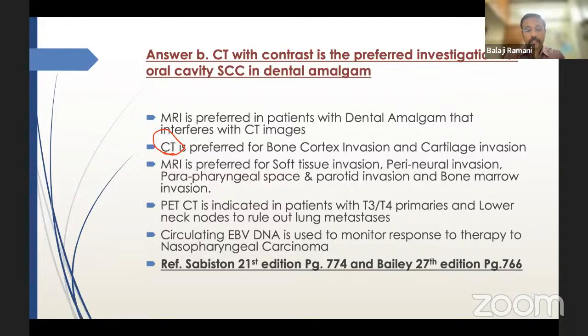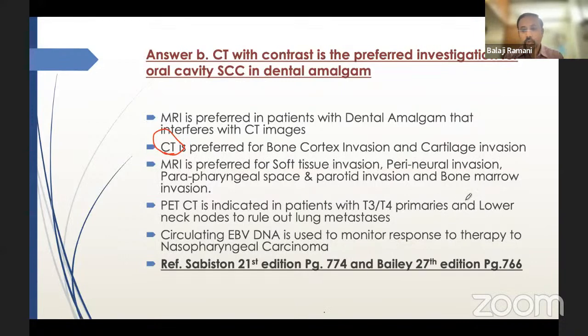So what is the role of OPG? It is only used for dental assessment. It is no longer going to be used for your bony invasion. Bony invasion is going to be essentially assessed by a CT scan. The problem with the CT scan will be the presence of amalgam, which will show up artifacts. Whenever artifacts are going to be there due to the amalgam, here you will prefer to do an MRI. So whenever you get the answer as oral cavity, if they mention just oral cavity without any qualification, the marked answer should be an MRI.